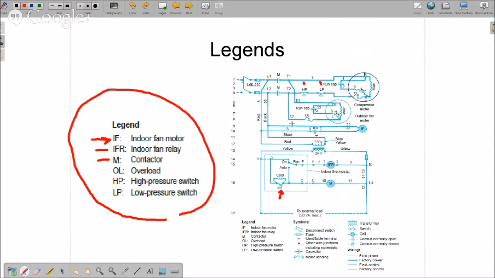Overloads. Usually the overloads are inside the equipment. This symbol right here, it looks like a little shepherd's hook deal. See if I can draw that. Like that. These are overloads, and these will break when you get too much current going through there.